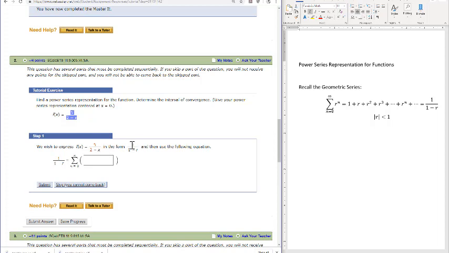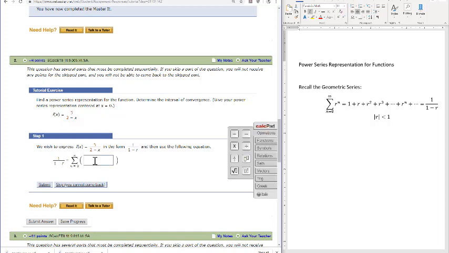So again, similar to our geometric series 1 over 1 minus r, we want to make sure that we have a 1 in the numerator and a 1 as the constant term in the denominator, and then a negative sign. So we know that this is a series that is essentially r to the nth power.